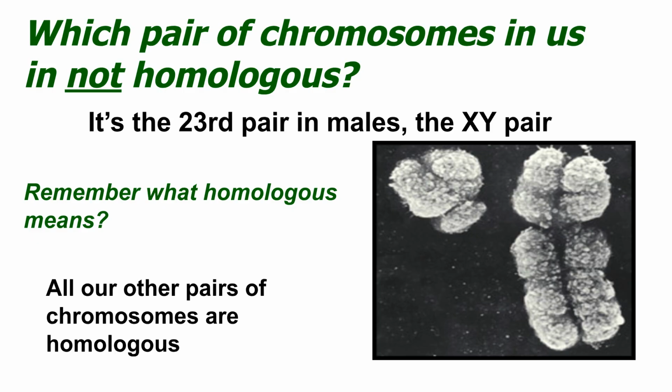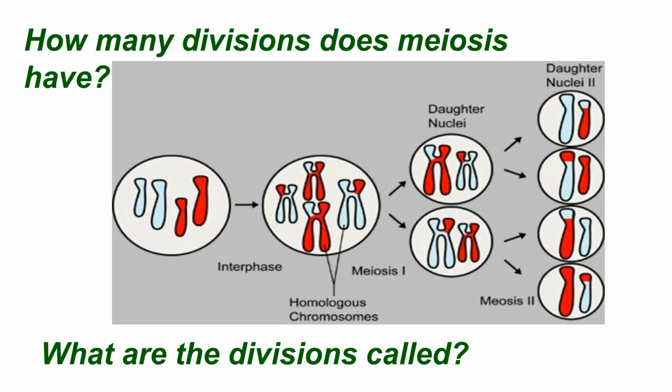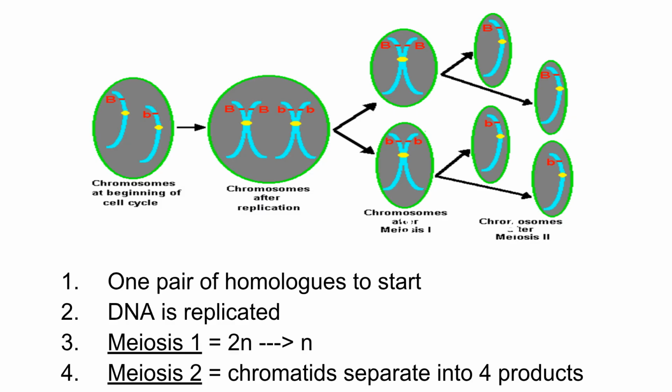In males, the 23rd pair of chromosomes, the XY pair, is not homologous. All other pairs of chromosomes are homologous. Meiosis has two divisions, called meiosis I and meiosis II. Meiosis starts with one pair of homologous chromosomes. DNA is replicated. Meiosis I reduces the cell from 2N to N. Meiosis II separates chromatids into 4 products.